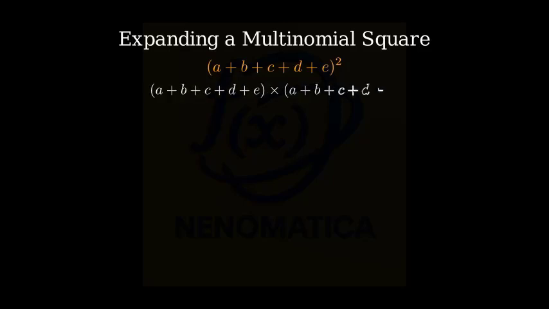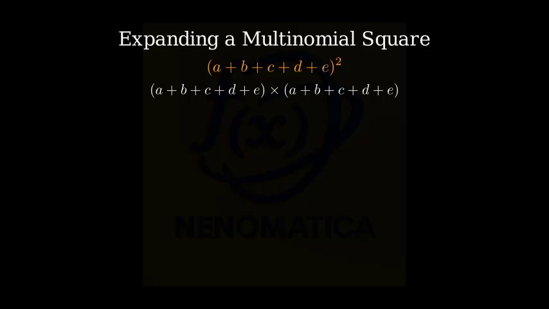Welcome to this video on expanding the square of a multinomial. Today, we'll be looking at how to expand the expression (a plus b plus c plus d plus e) squared. When we square a multinomial, we're essentially multiplying the expression by itself. To expand this properly, we need to understand what happens when we multiply these 5 terms by themselves.